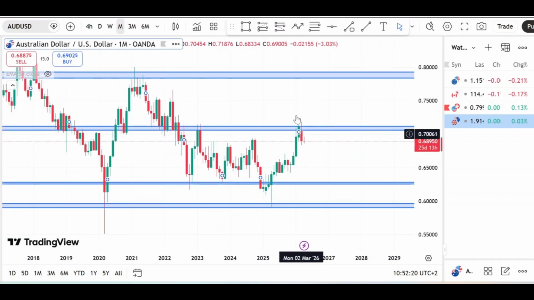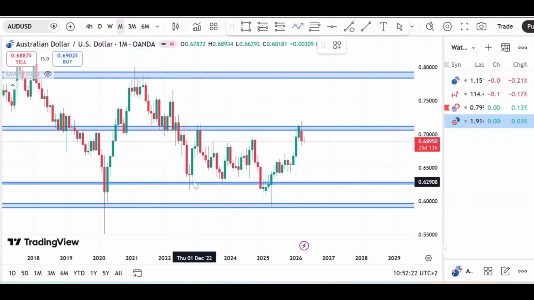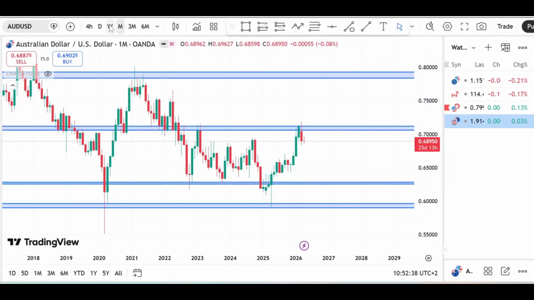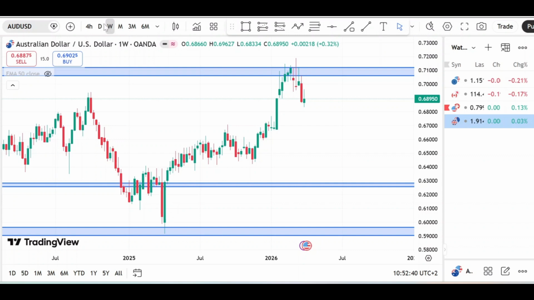Okay, now we are in a range or a consolidation where we are seeing a break of structure to create a lower low, lower high, equal low, equal high, equal low, equal high. So we expect that the market is going to drop down here.